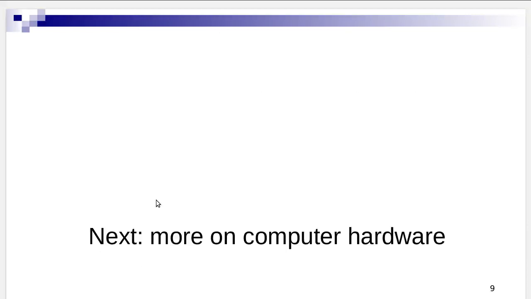Okay, so coming up next, we have more on computer hardware.